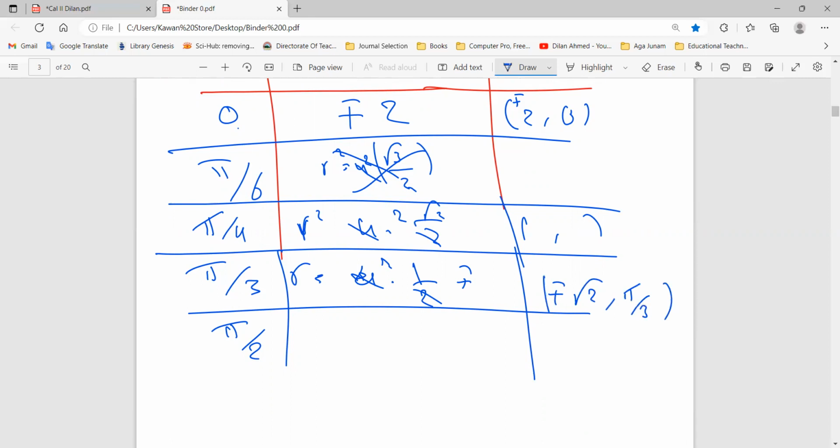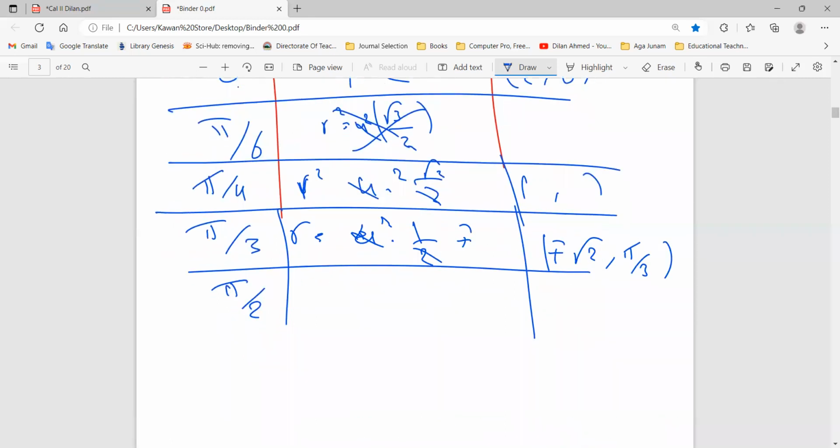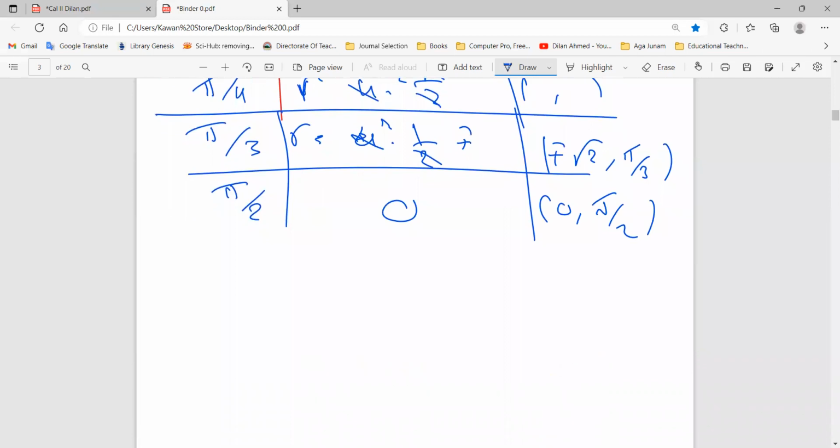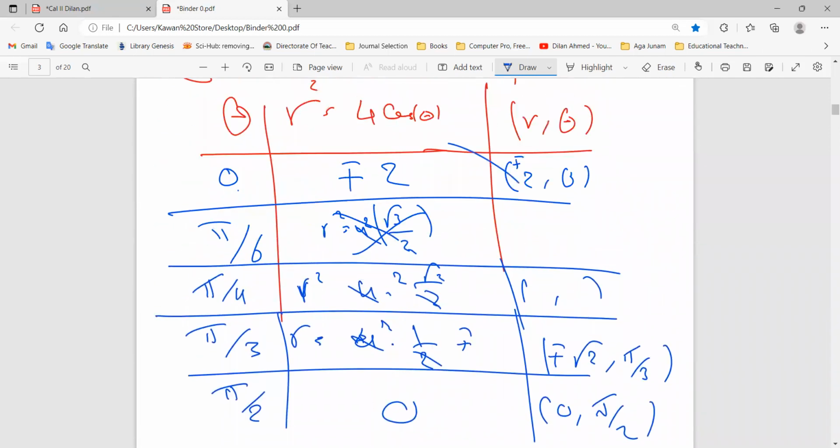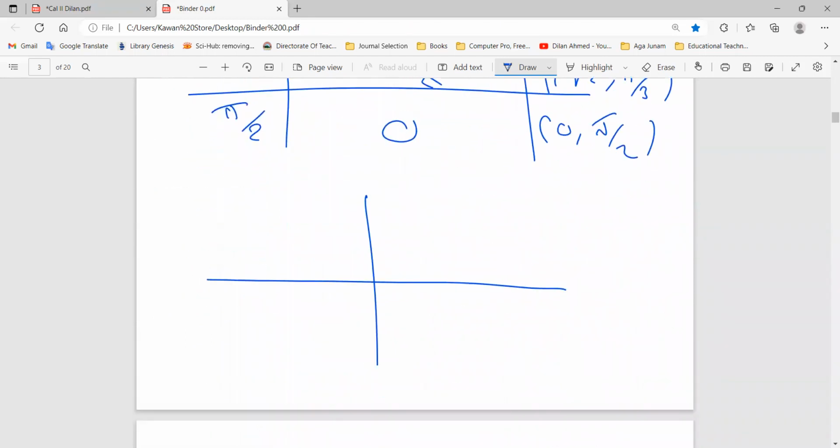At least I have something. And pi over 2, 0. So I have 0 and pi over 2. So how do I scale that one? Look here. These three are important. At 0, I have 2, and at the same time, 2 point. Why? Because it's a square. So 0 and minus.